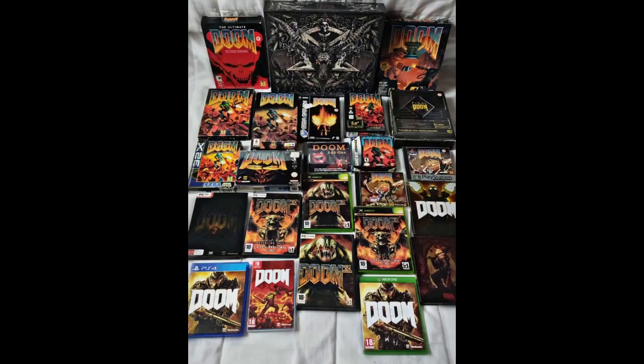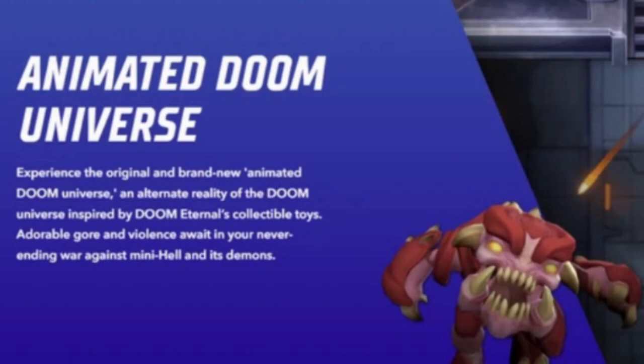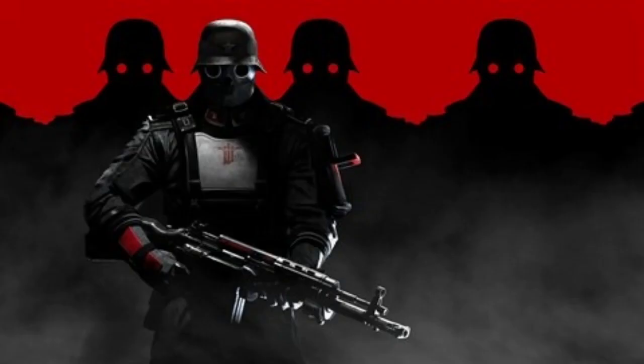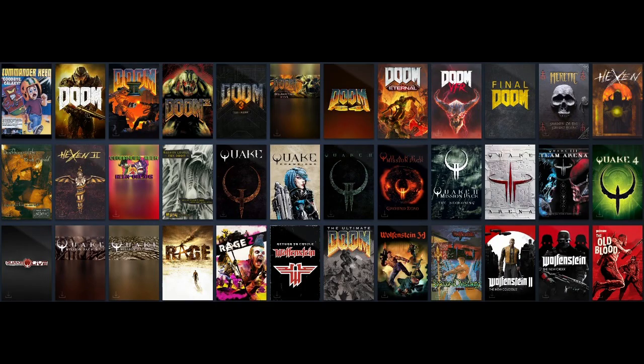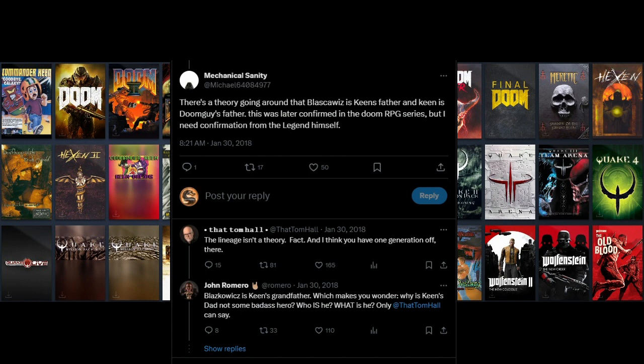Before we start, note that all of the Doom games, including Mighty Doom and novels, Quake, Wolfenstein, all IP and material made by id Software, are canon to the Doom franchise and exist among the multiverses.